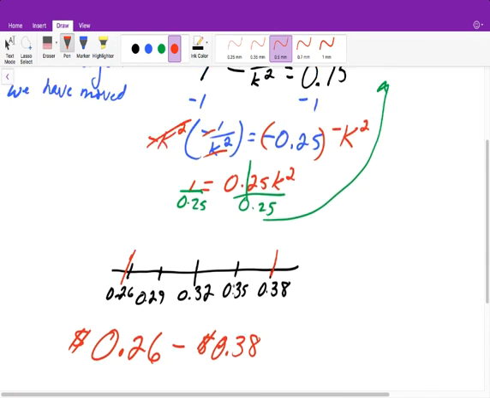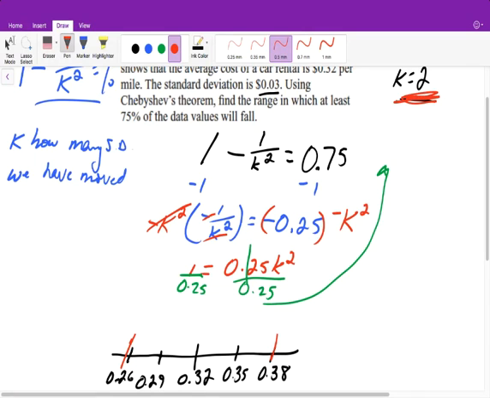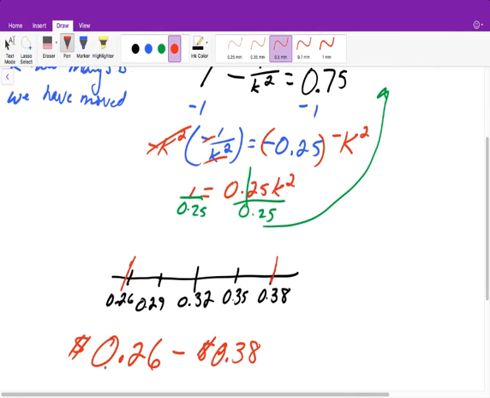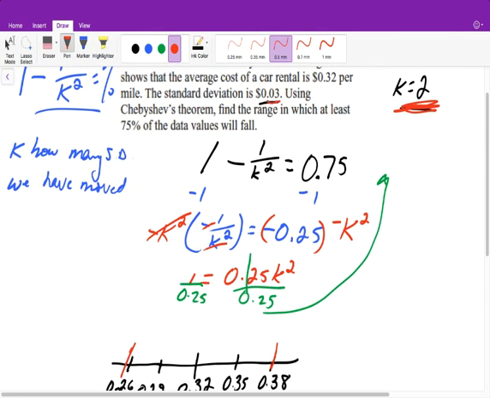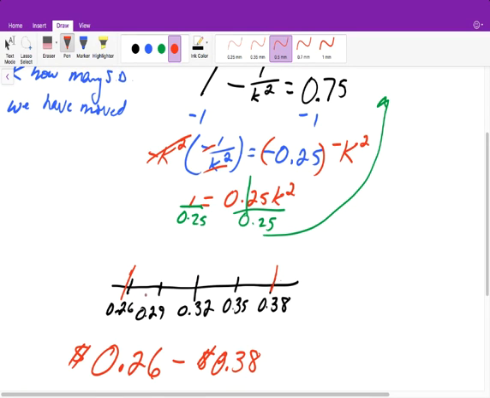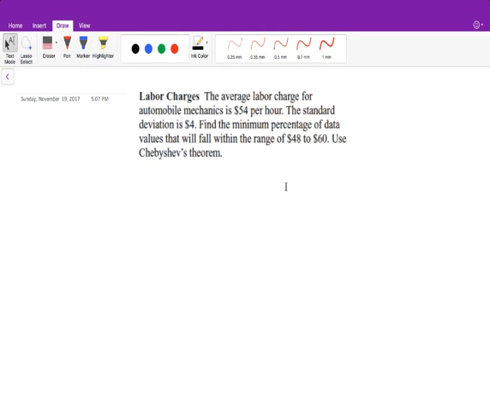All right, so first we need to find the k to tell us how many spots away from our mean we need to move. And as we move, we're then adding our standard deviation to it. And whatever our final numbers are is our range of our answer. All right, so this one, it says Chebyshev, so we know we've got to use the formula 1 minus 1 over k squared.